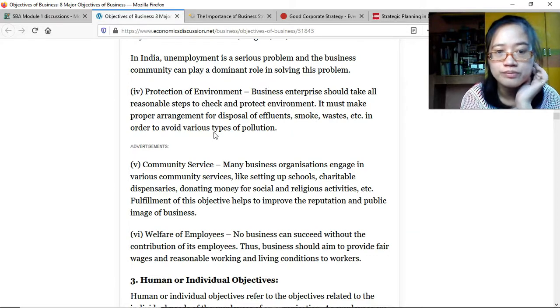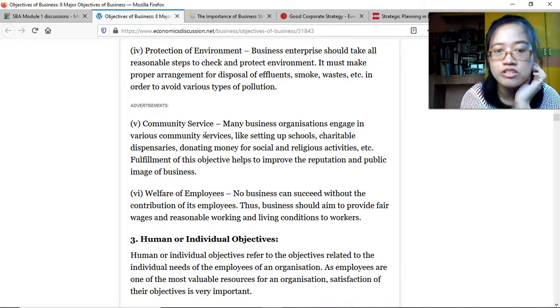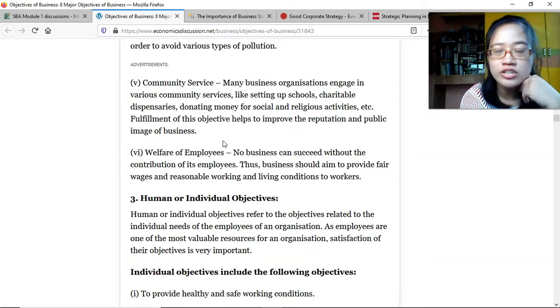Then, of course, we have community service, CSR, pwede na din. Many business organizations engage in various community services like setting up schools or providing scholarships, charitable dispensaries, donating money for social and religious activities, providing livelihood programs, ganyan. Fulfillment of this objective helps to improve the reputation and public image of the business.